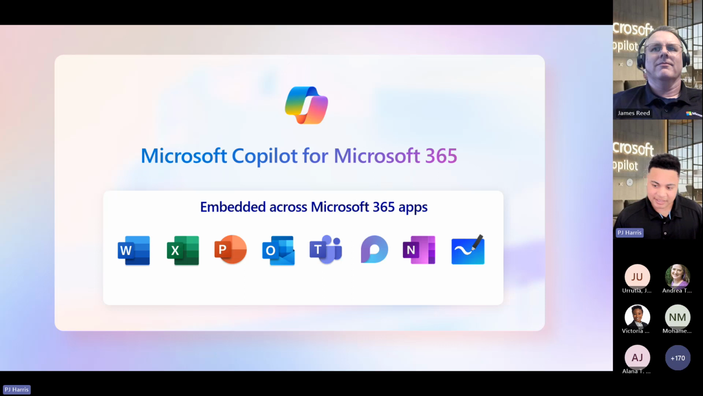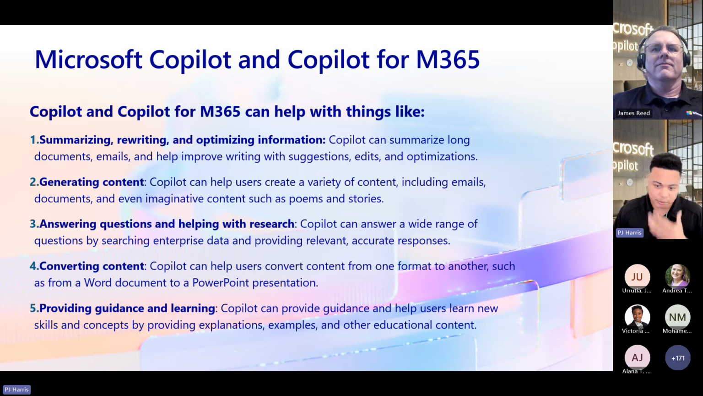We want to think of each of these copilots as having its own superpower. You can go to these different copilots within these applications to do certain tasks and increase your productivity as an individual. So without further ado, let's talk about some of these superpowers. We have listed just five. There's so much more, but these are the five big hitters when it comes to Copilot for M365. You can summarize, rewrite, and optimize information.